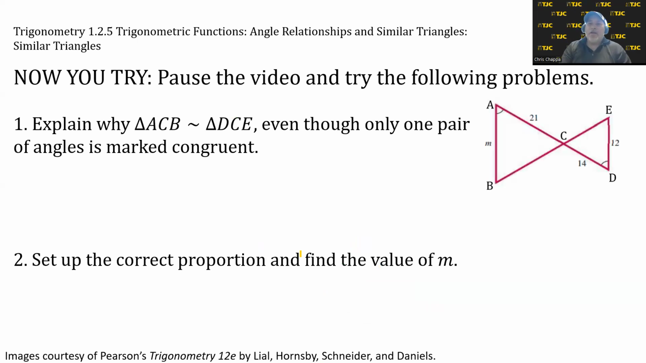Now you try. Pause the video and try the following problems. Number 1, explain why the triangles are congruent, even though only one pair is marked congruent. And 2, set up the correct proportion and find the value of m. Here is your warning. If you haven't solved it yet and want to, pause the video. Solutions in 3, 2, 1.